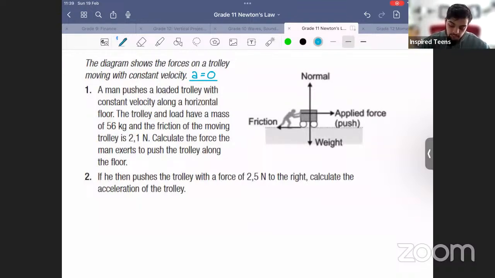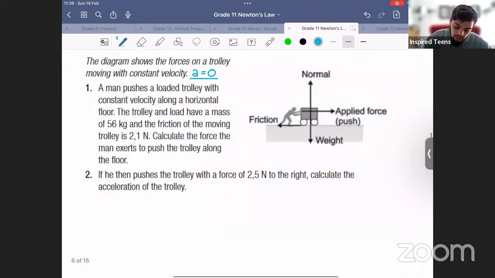Newton's first law. A man pushes a loaded trolley with a constant velocity, again, constant velocity, no acceleration, along a horizontal floor. The trolley and load have a mass of 56 kilograms. So we know the mass of the object, and the friction of the moving trolley is 2.1 newtons. Calculate the force the man exerts to push the trolley along the floor.